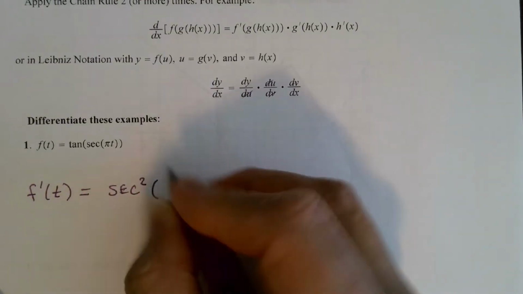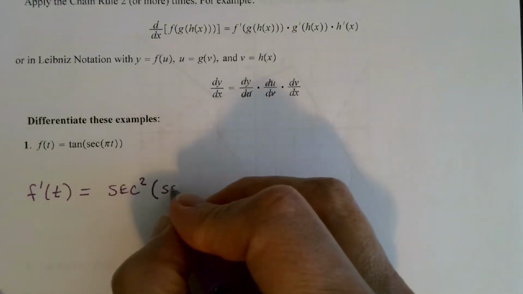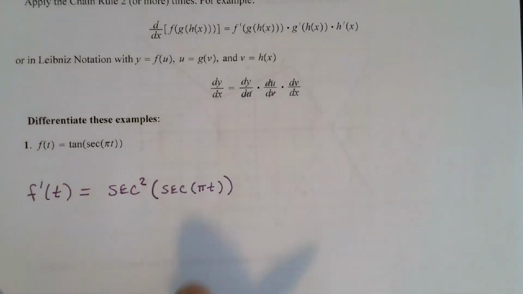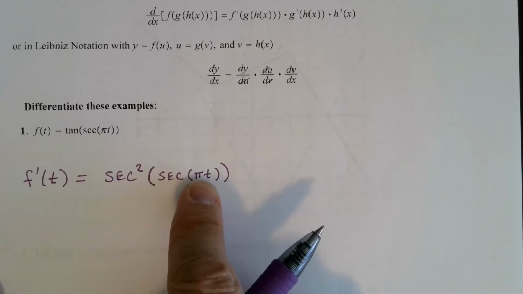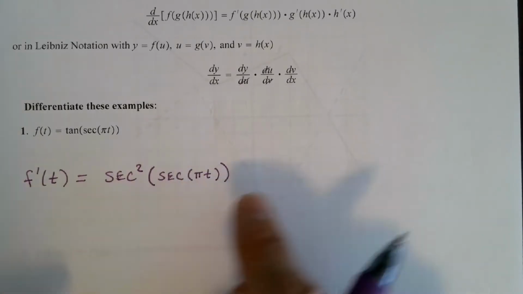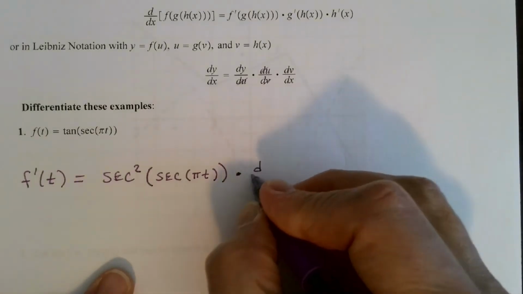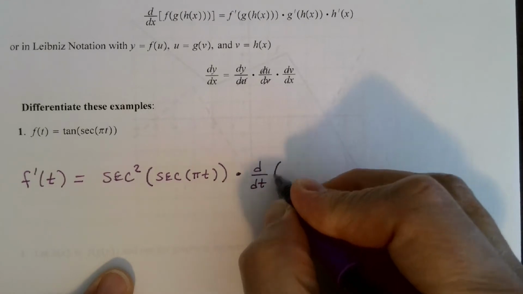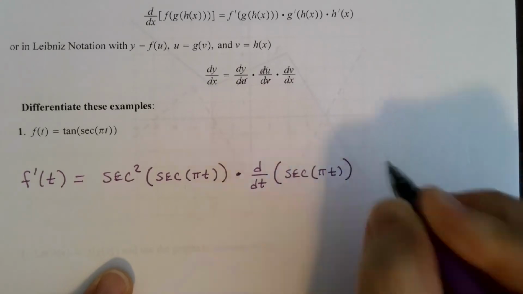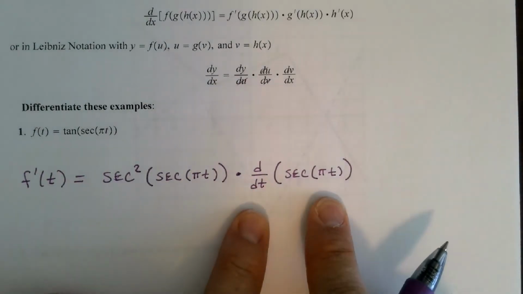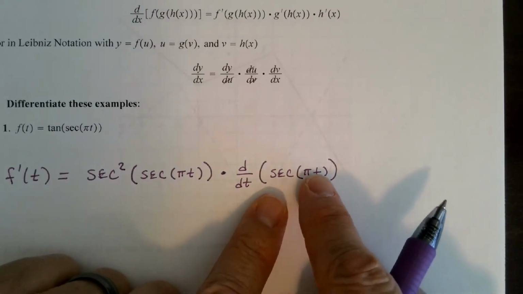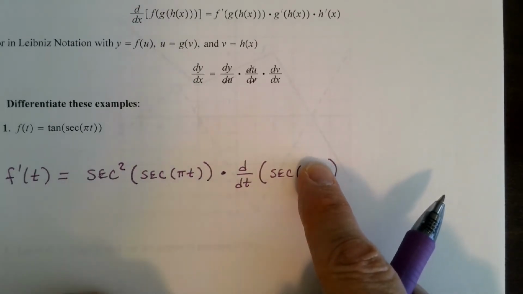Of what? Well, what's inside is secant of pi t. Pi is a constant here. t is the variable. So that's the derivative of the outer evaluated at the inner. But now I need to multiply times what? The derivative with respect to t of that inner function, which is secant of pi t. So that's the chain rule, right? But when I take the derivative here, what do I have? I have another chain rule, right? The inner function is pi t, the outer function is secant.